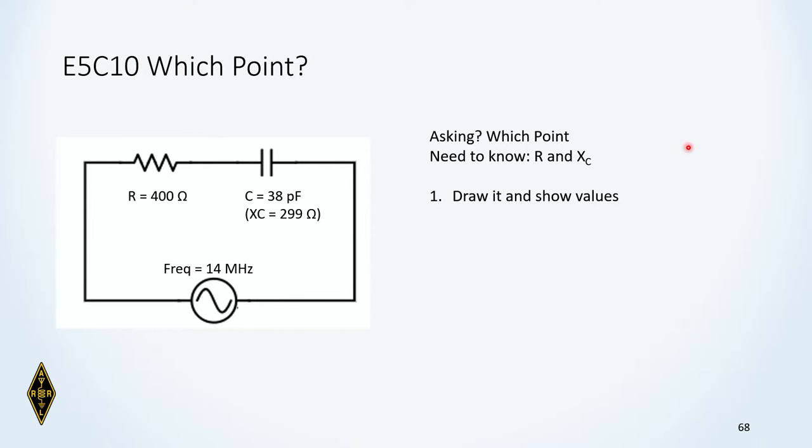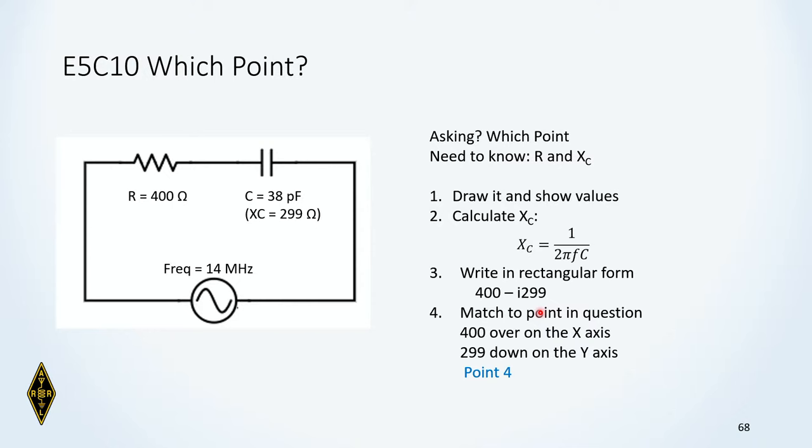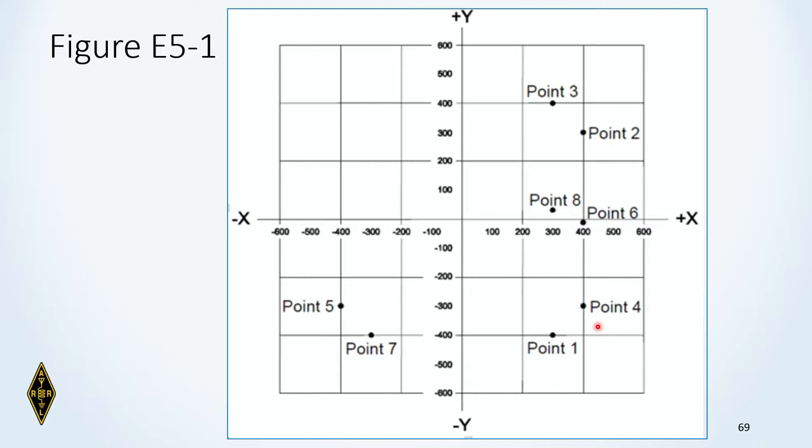So just to walk through it for those who didn't get there that quickly. So what's it asking for? It's asking for which point. In order to get that, we need to know what the R and X sub C values are. So we're going to draw it and show the values, which I've done here. Then we're going to calculate the capacitive reactance, which is 1 over 2 pi frequency C. That will give us a value. We're going to write it in rectangular form. Once we have that, it's going to be 400 minus J 299. And then we'll match it to the coordinate given to us in the diagram, which is 4. Yep.